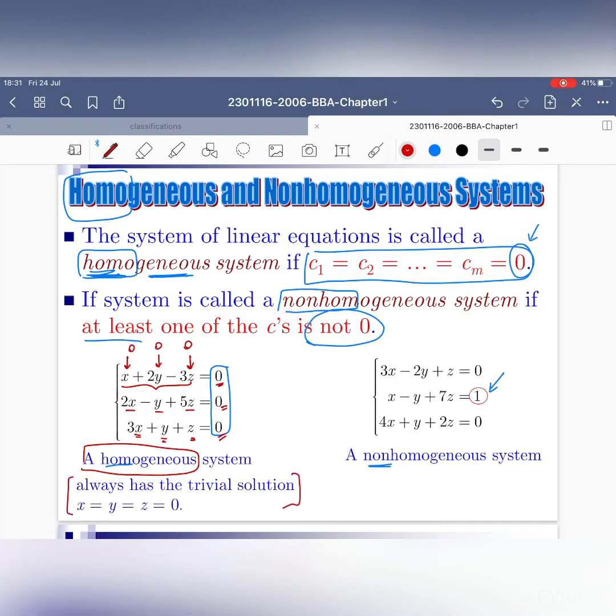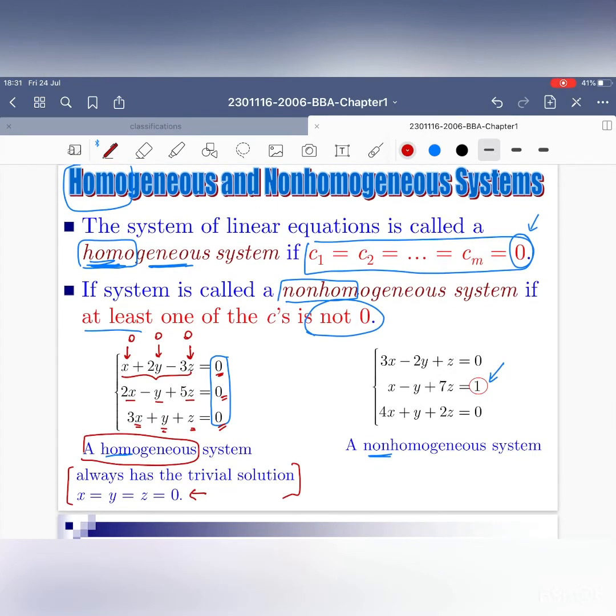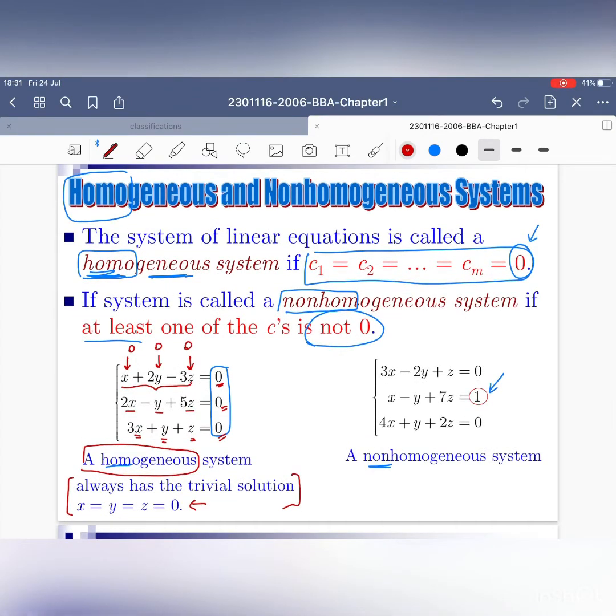Always has a solution, and this one is called a trivial solution, because if all the variables equal 0, this is called the trivial solution, or the 0 solution. This is one of the solutions that everybody can think of, but maybe you can find some other non-zero solution as well. That we'll call a non-trivial solution. So a trivial solution refers to the all 0 solution like this.